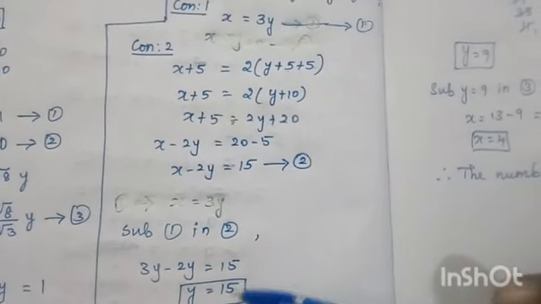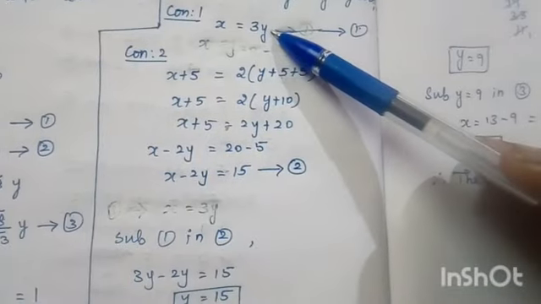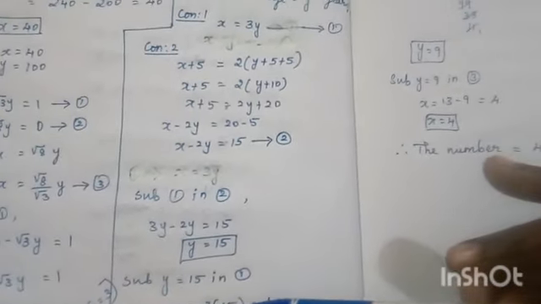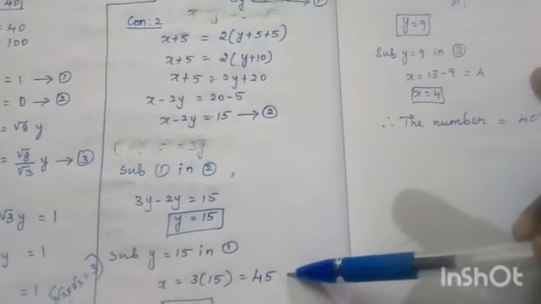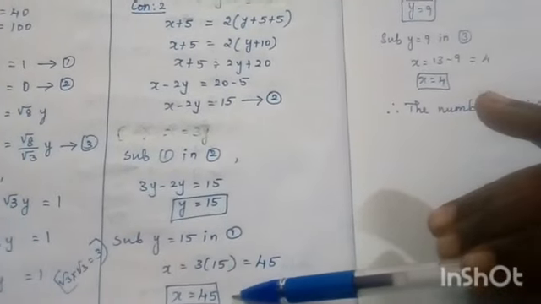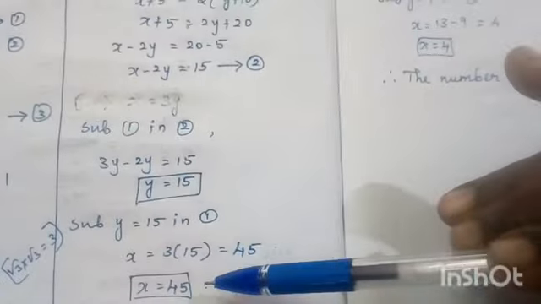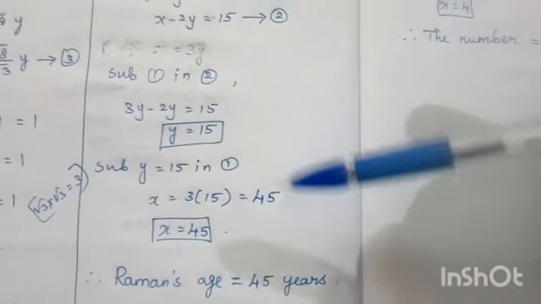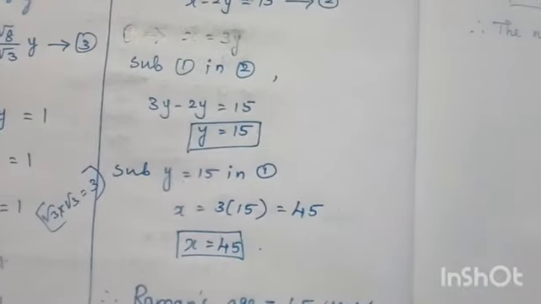Now you have to substitute the y value in equation number 1. So x is equal to 3 into 15, that is equal to 45. x is equal to 45. In the question they asked only Raman's age. So, therefore, Raman's age is equal to 45 years.